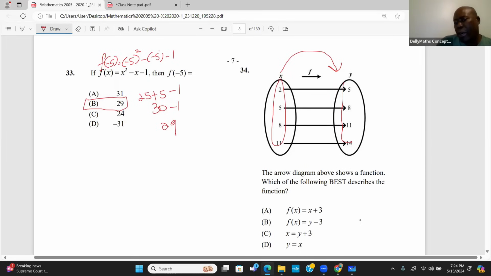So think about this pattern. Is it x plus 3 that takes you there? Is it y minus 3? Is it y plus 3? Is it y equal x? I'm seeing x plus 3. 2 plus 3, 5. 5 plus 3, 8. 8 plus 3, 11. And so on. So that means f of x is equal to x plus 3.